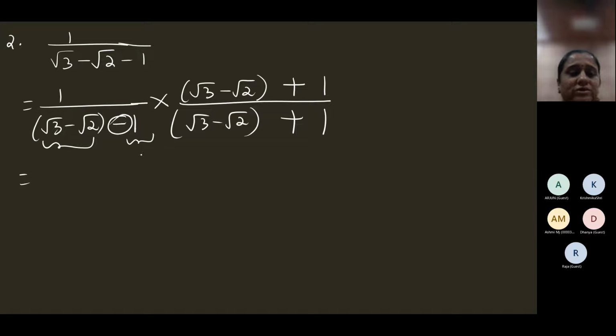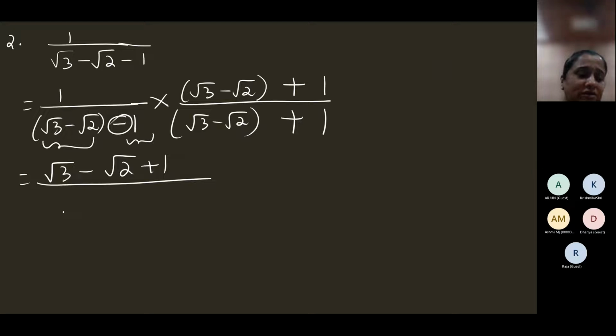Now multiply the numerators. 1 into anything is the same thing. So that will come as it is, root 3. Now you can remove the bracket in the numerator. So it will come as it is, divided by the denominator, which is like a plus b into a minus b. Whenever we rationalize, the denominator will always be in the form a plus b into a minus b.